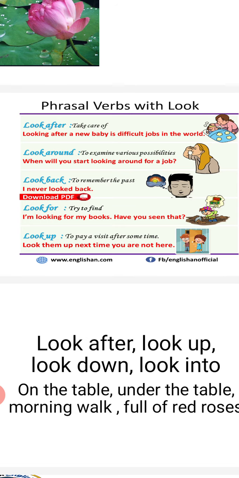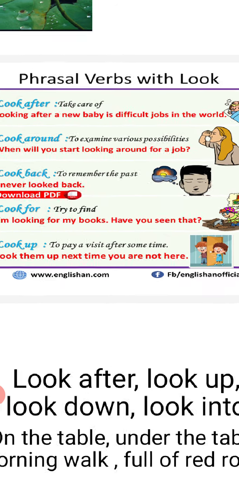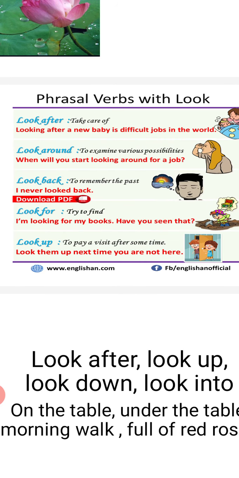here I am going to explain to you the phrasal verbs with look. Look after: when we look after something, we take care of it. I look after my parents. Look around: when we search for something around us. I am looking around my car. I am looking around my things.